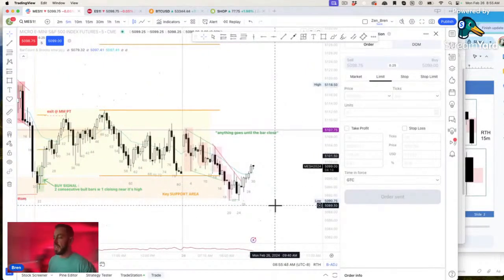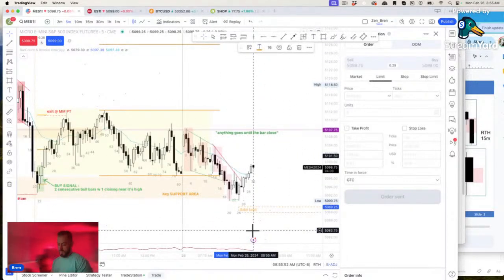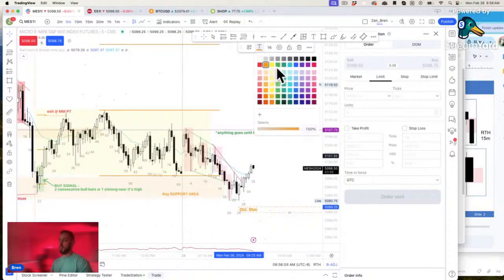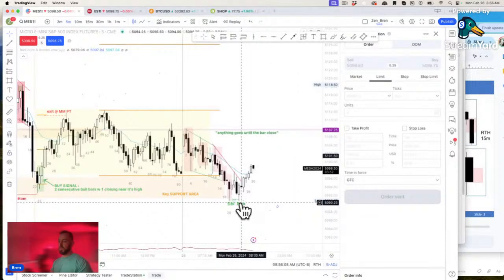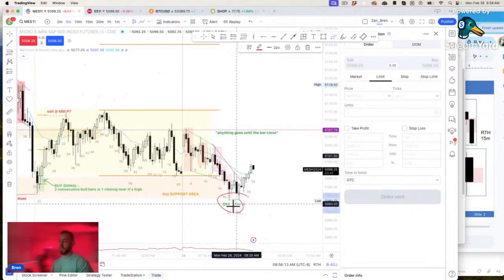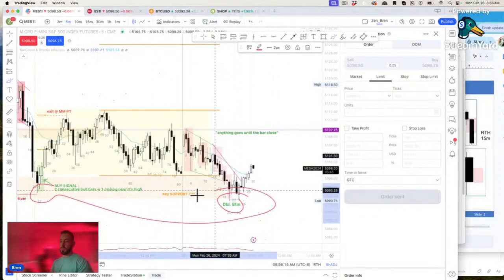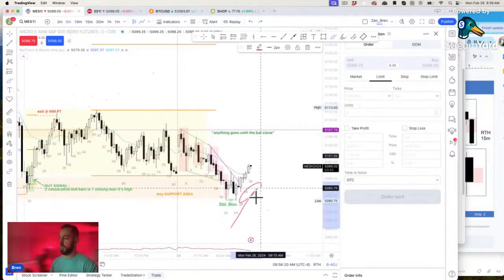Okay, now look. Double bottom. Double bottom. Okay. Micro double bottom, big double bottom. Move up.